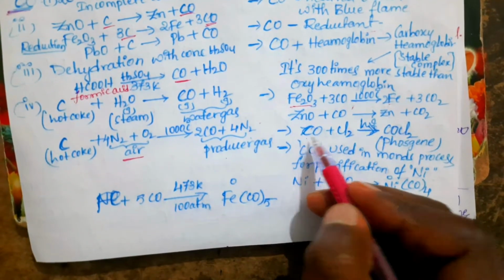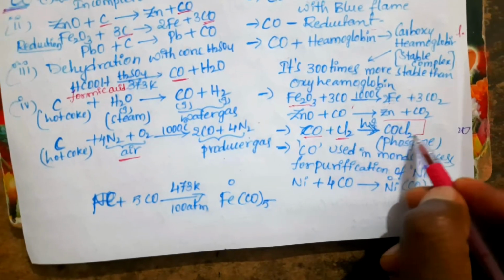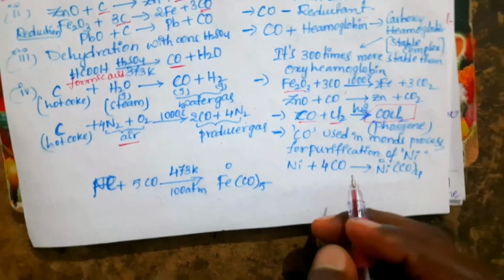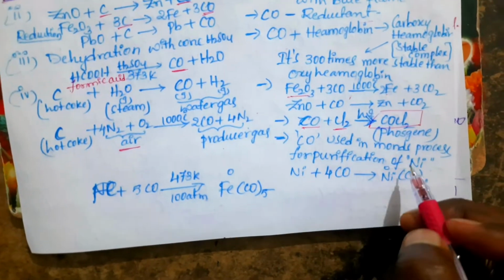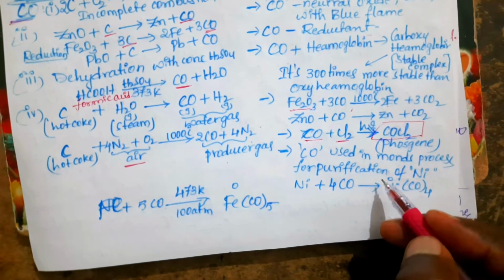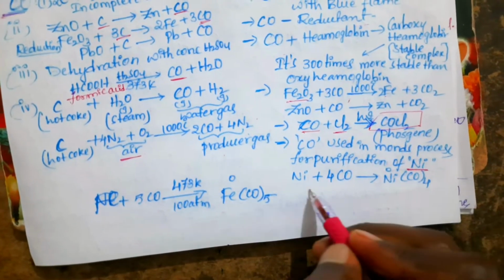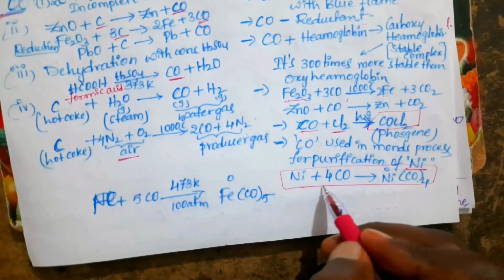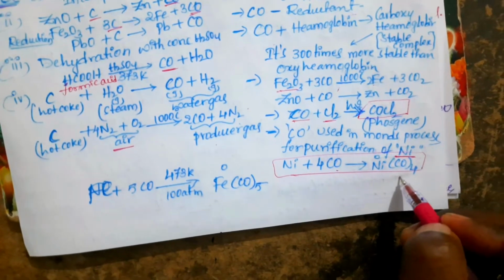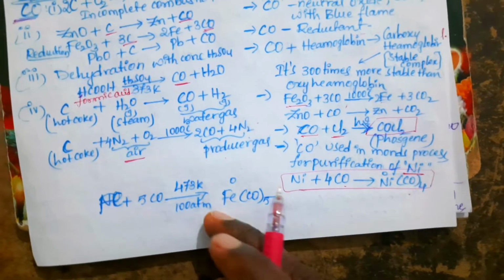Carbon monoxide, whenever it reacts with chlorine, forms the most poisonous gas, phosgene gas. Carbon monoxide is used in the purification of metals in metallurgical processes by Mond's process. By using Mond's process, you can purify nickel. Whenever impure nickel is heated with carbon monoxide, we get the easily fusible nickel tetracarbonyl, which on decomposition gives pure nickel.